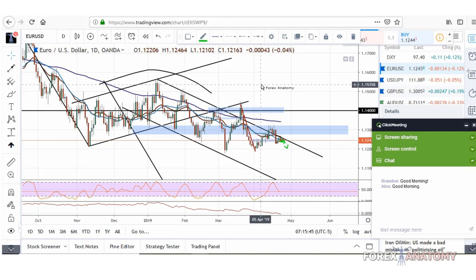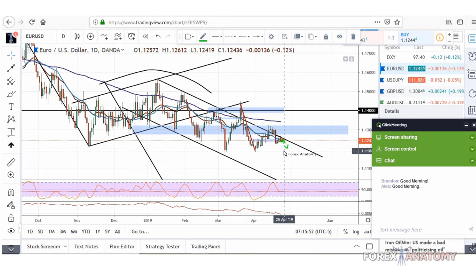Even though what we see with the Dixie may cause some level of concern, we're just going to trade what we see on the Euro USD. Just stick to the technicals. Okay, so yeah, I don't think there's any questions.